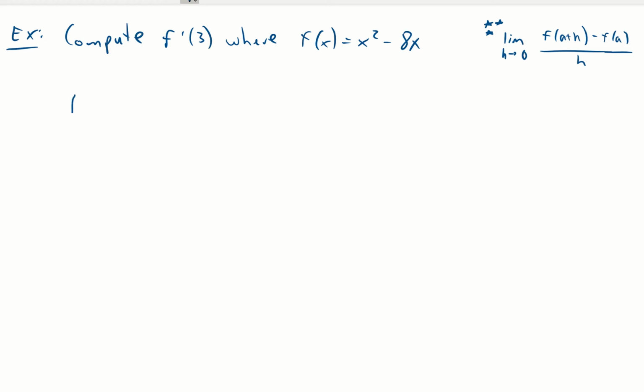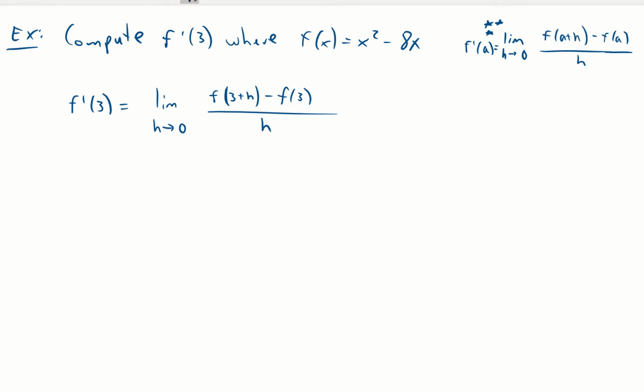So remember from our definition that we just wrote up here, this is f prime at a, that's what I wrote up here. So f prime at 3 would be equal to the limit as h approaches 0, where a is 3, so it would be f of 3 plus h minus f of 3 over h. Okay.